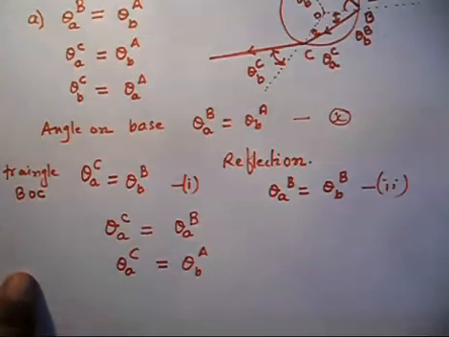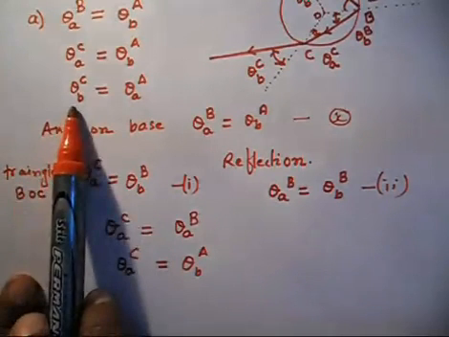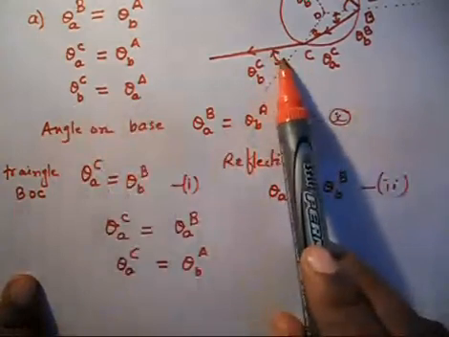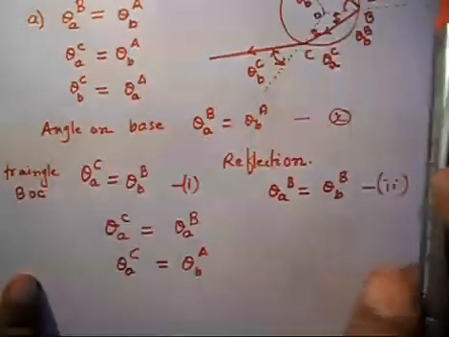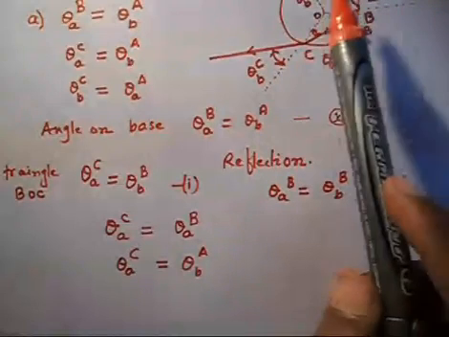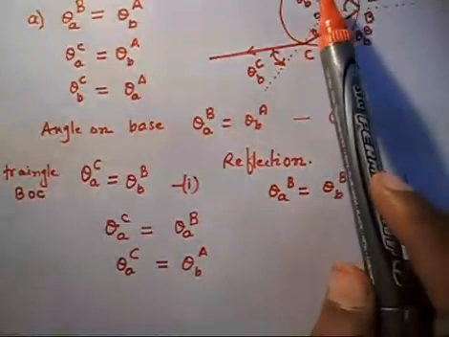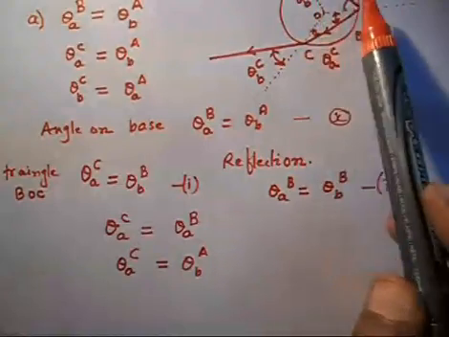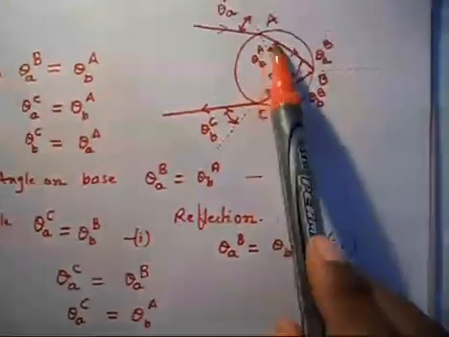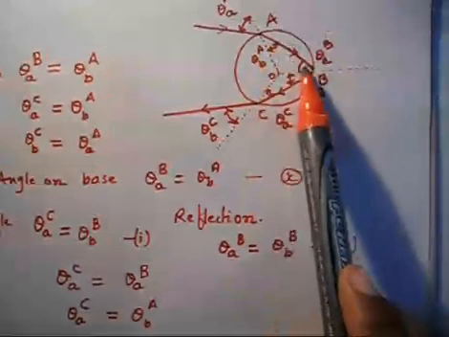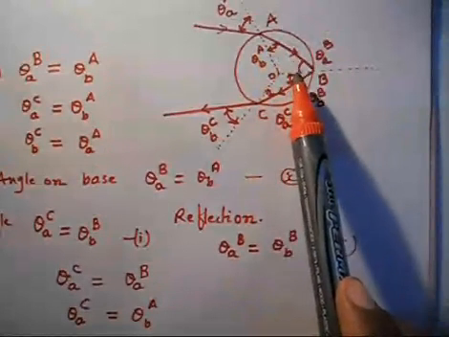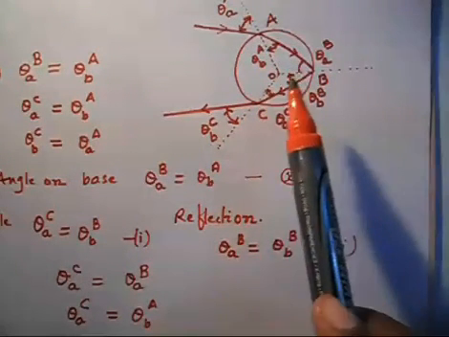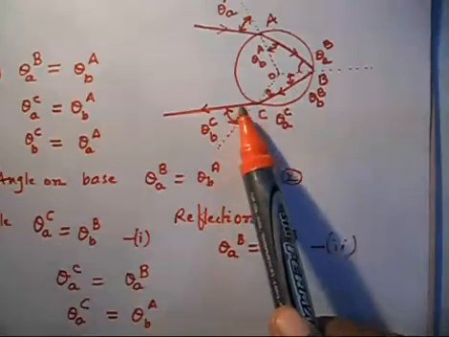Now the third result, theta B at C is same as theta A at C. How can we prove? Now these angles are equal, so now we have proved this is equal to this, and this angle is equal to this angle because of the basis, and this angle is equal to this angle because of reflection, and then this angle is equal to this angle. So now I can prove this angle is equal to this angle.